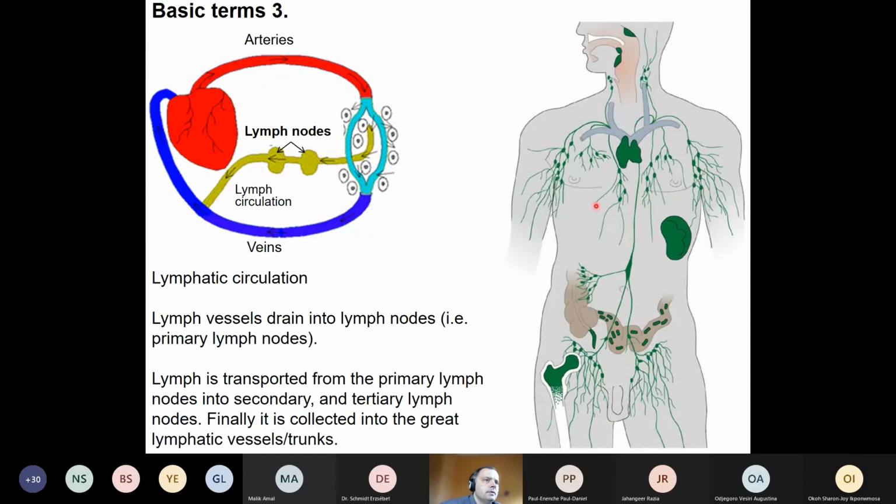Important is to know that the lymph nodes will drain the lymph fluid from a certain body part, and therefore these lymph nodes are responsible for that particular area of the body. Therefore, we use the term primary or sentinel lymph nodes for those which are responsible for a particular body part.